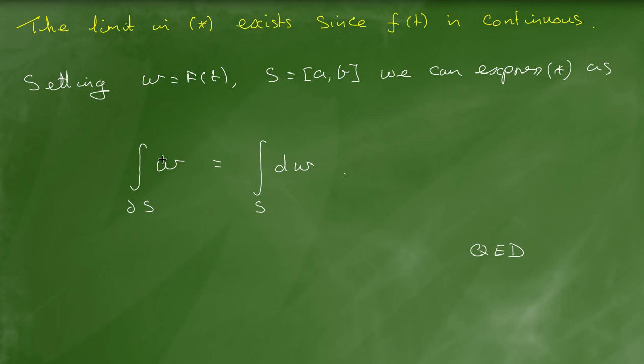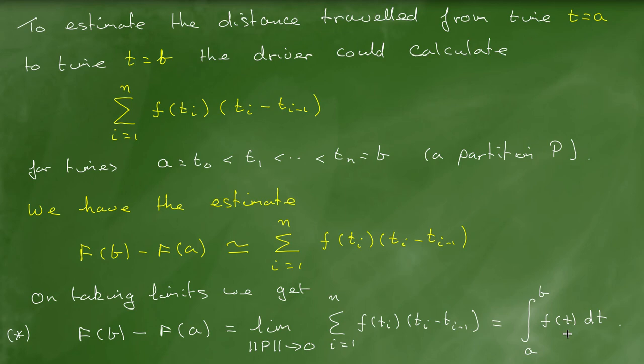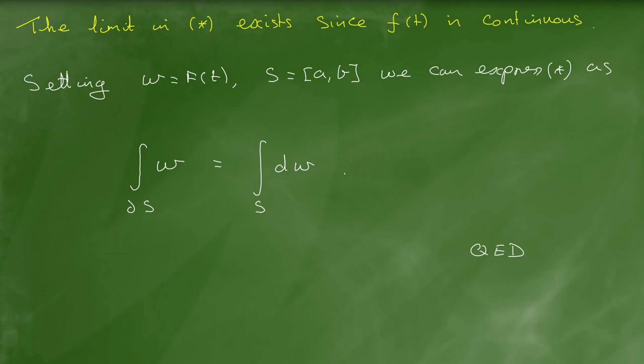And the right-hand side, we've seen, is this integral, which is what we mean by the integral of the derivative of capital F. Because remember, lowercase f is the derivative of capital F. And so that does it. That's the proof. Okay, so we have a proof.